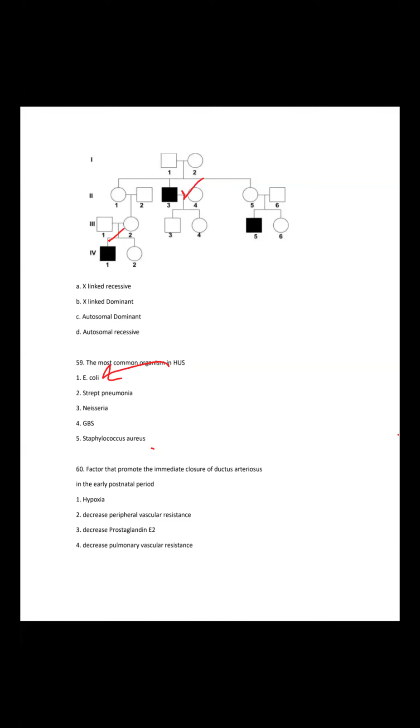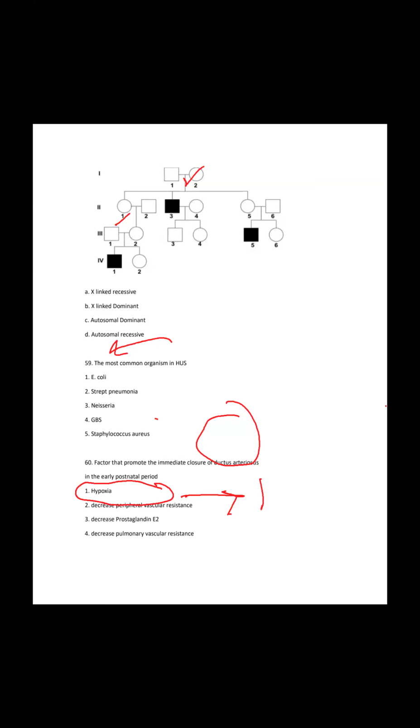Factor that promotes immediate closure of the ductus arteriosus. Closure of the PDA is mediated by hypoxia and decreased prostaglandins. Yes, decreased prostaglandin. Why will these prostaglandins be decreased? Because you clamp the cord and you lose the connection from the placenta, and the placenta is giving you prostaglandins to keep the duct open. So that is why immediate closure would be due to decreased prostaglandin E2.